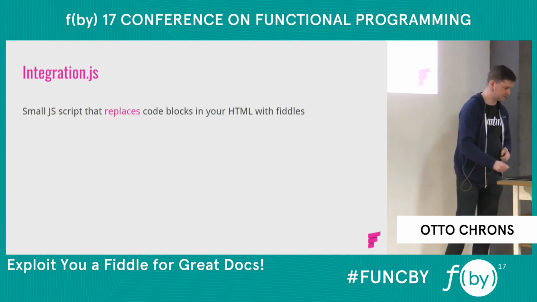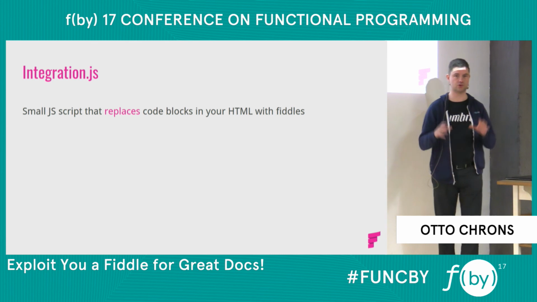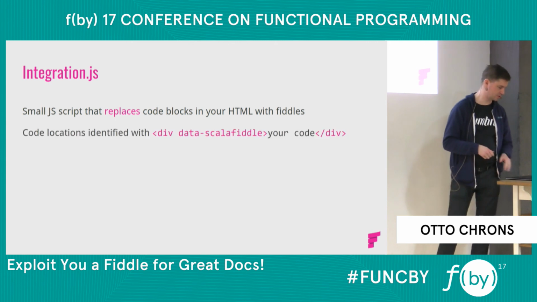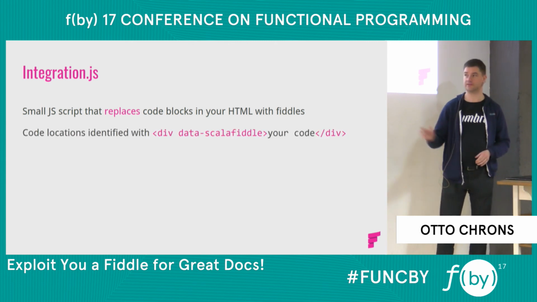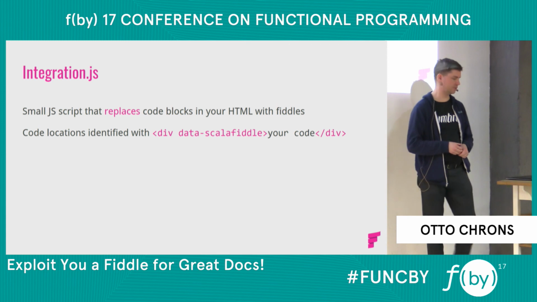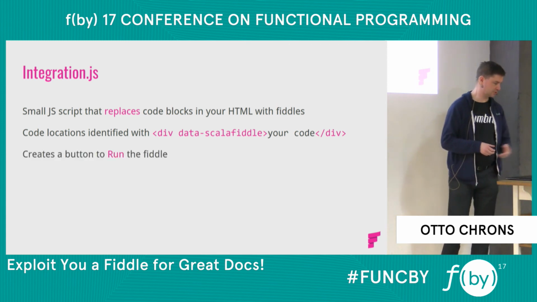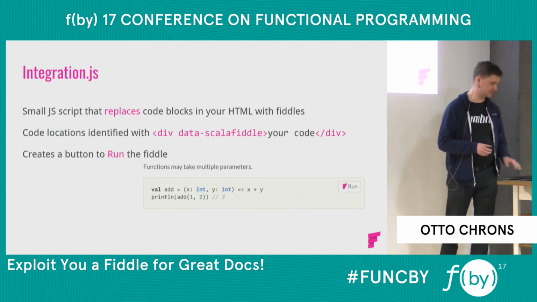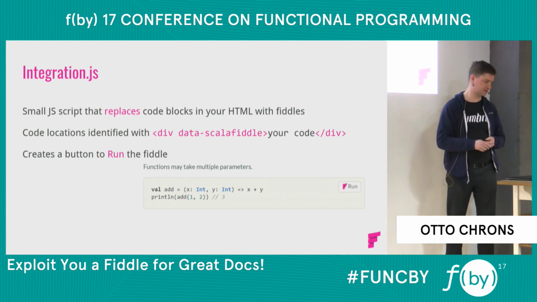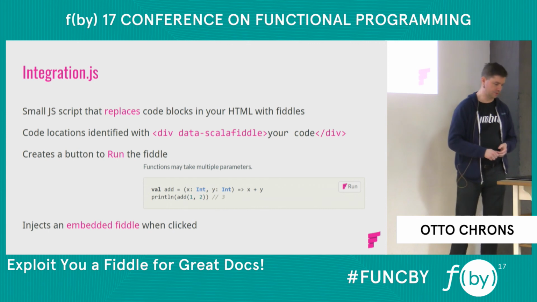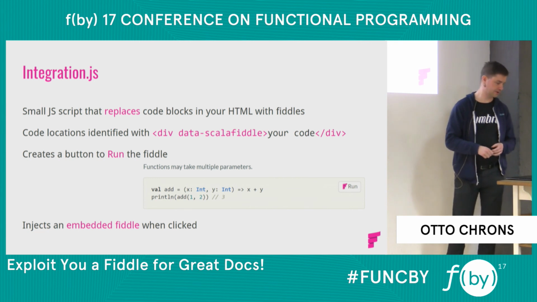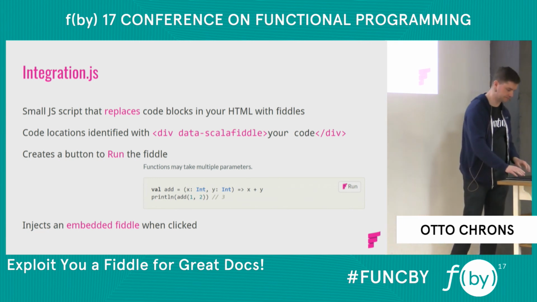So the integration.js is a very small script that just looks into the HTML and replaces those code blocks with fiddles. The way it works is you define a div tag with a specific data attribute. You just surround the existing code with this, and then you load the integration.js, which will then create a button there that will let the user run this specific example. And the way it does it is basically it replaces this existing block of text with an embedded fiddle when you click that button.